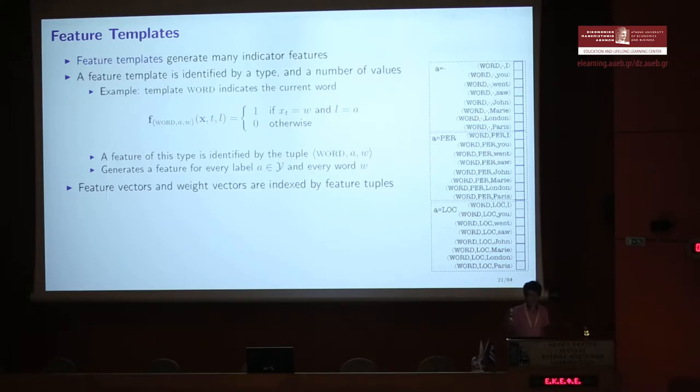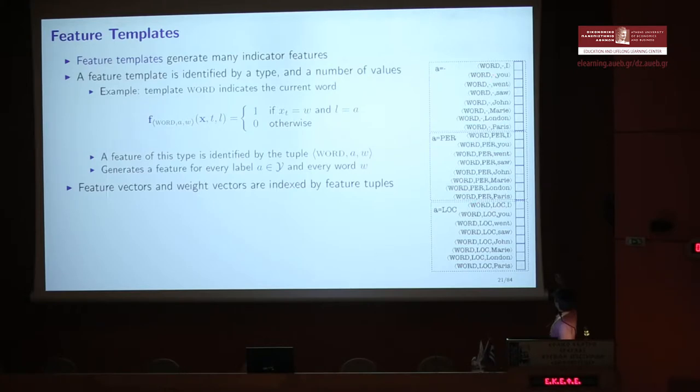A feature template is identified by a type and a number of values. For example, the feature template for words is identified by a tuple, a label and a word, okay? And it defines a function on the input. It says that if the current word is the one in the template and the current label is A, then it gives one, and if not, it is zero. So this is a template. Any pair of word and label that you put here generates one feature, and this creates a way of indexing the feature and weight vector.